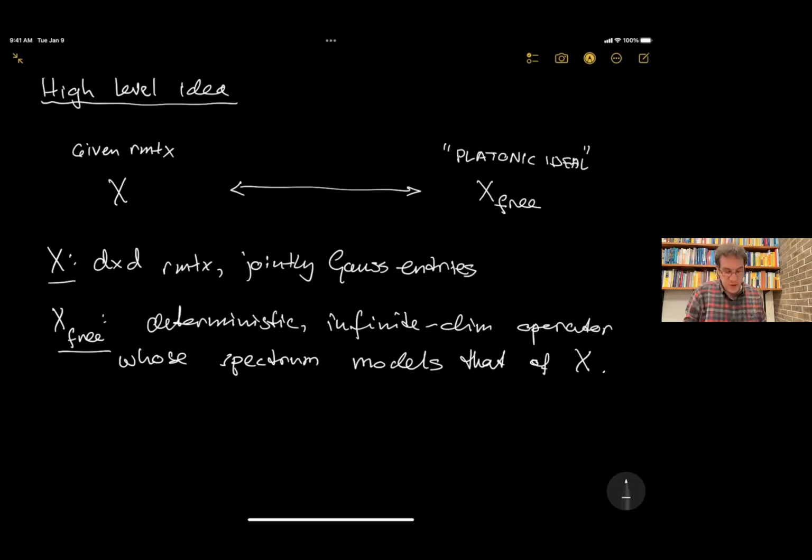Okay. So there is just a recipe. I start by giving, you give me any random matrix X, D by D, with jointly Gaussian entries. It doesn't have to have mean 0, right? You give that to me, so it's defined by its mean and its covariance matrix of its entries, right? And given that data, I construct for you a certain object X free, which is some sort of infinite dimensional operator, right? And the idea is that somehow the spectrum of this infinite dimensional operator should describe what is going on with this random matrix.